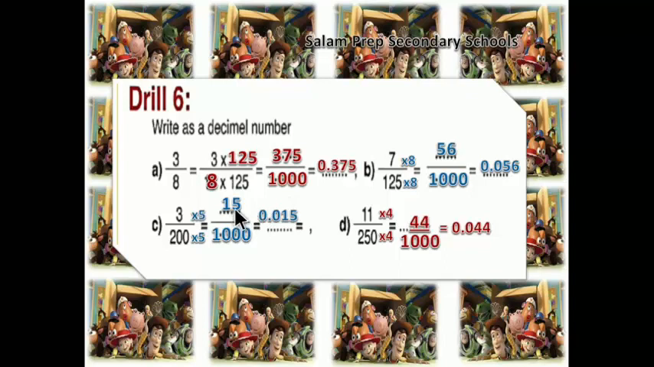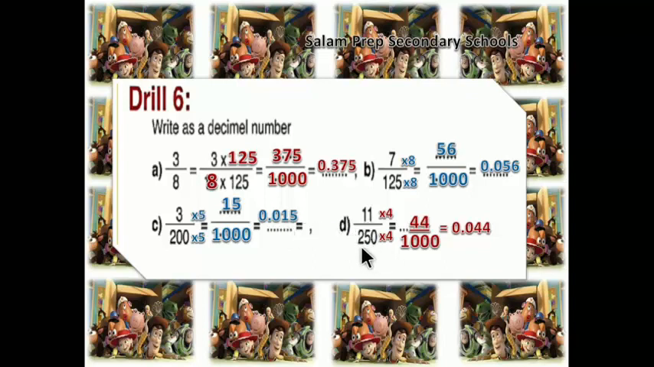Begin with the number 5. We put it in thousandths. Okay? 1 in hundredths. Now there is no digit here. We will put 0 in tenths. The number is 0.015. 15 thousandths.